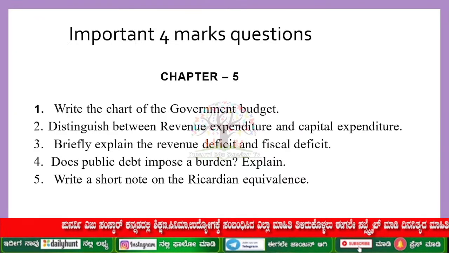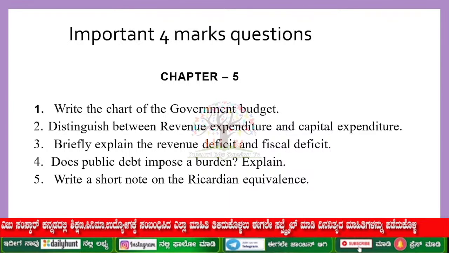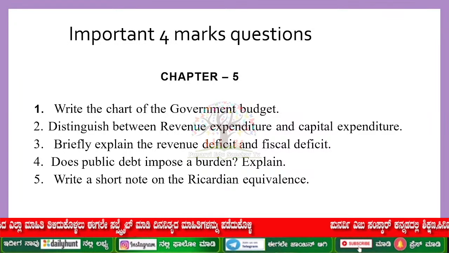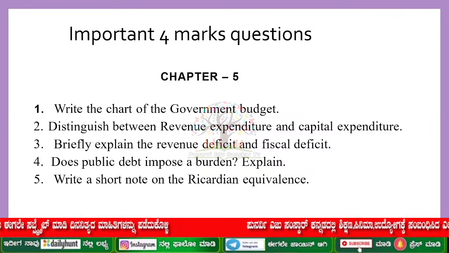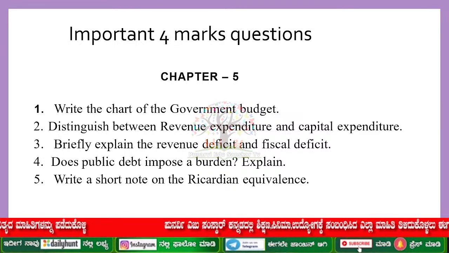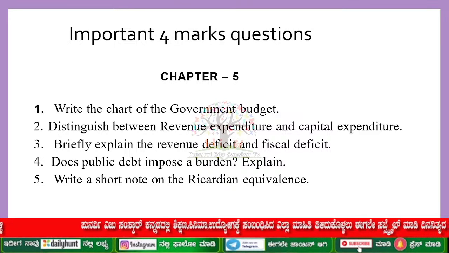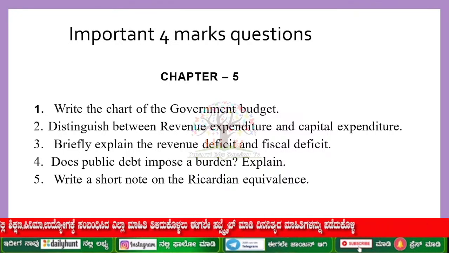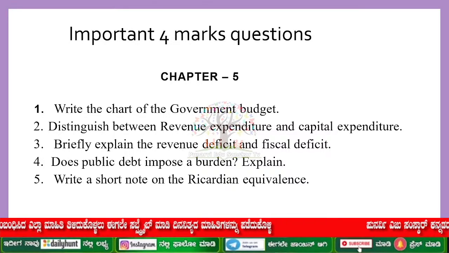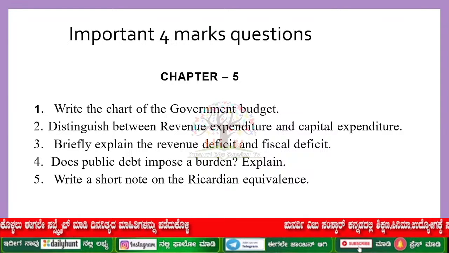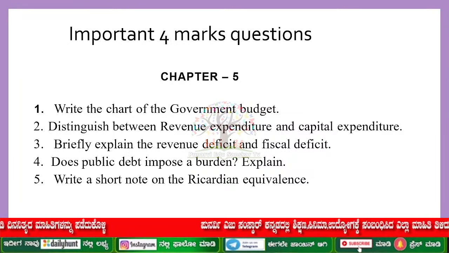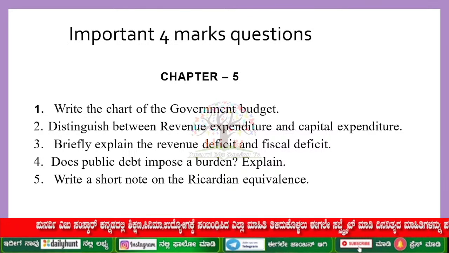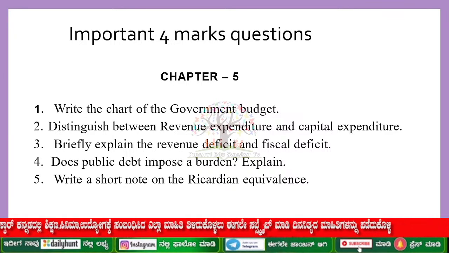5th chapter, government budget. From this chapter, again you can expect 2 4-mark questions. So prepare all these important 5 questions. One is chart of government budget, distinguish between revenue expenditure and capital expenditure, briefly explain revenue deficit and fiscal deficit, then does public debt impose a burden? Explain. Then a short note on Ricardian equivalence. So out of these 5 questions, you can expect 2 4-mark questions.